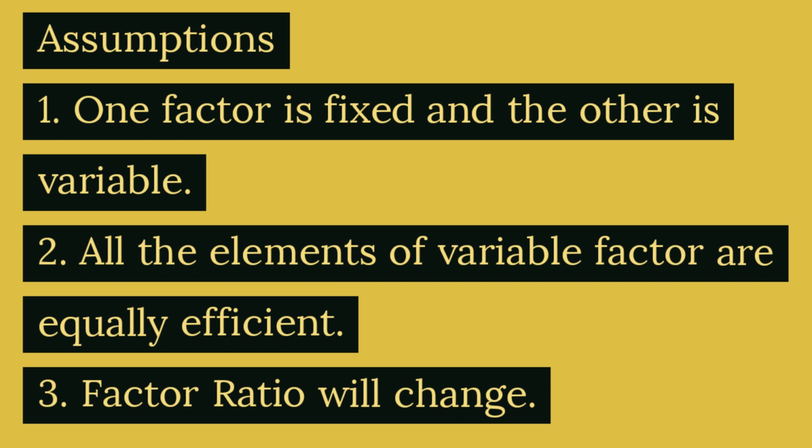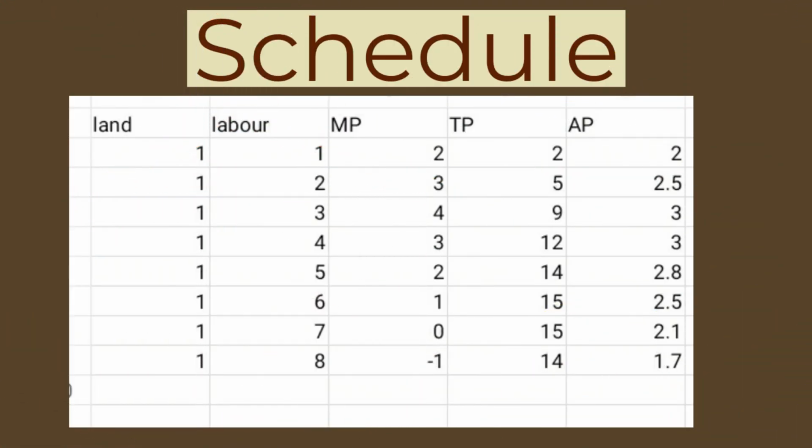Now let me show you the curve and the schedule of the law of variable proportion. Firstly, the schedule refers to the tabular presentation. So here we have taken land as the fixed factor, 1 hectare of land, and it is constant. And then as the variable factor we have taken labor, which is changing, 1 2 3 4 5 6 7 8.